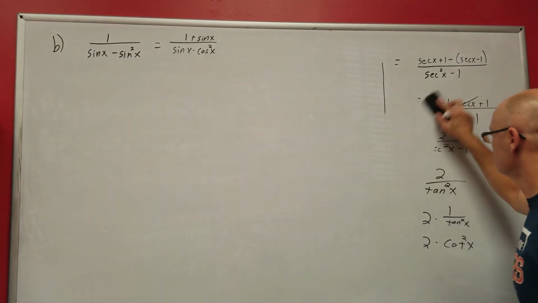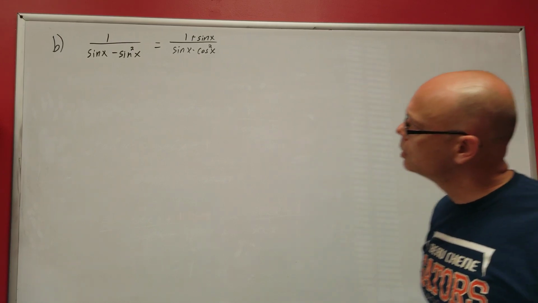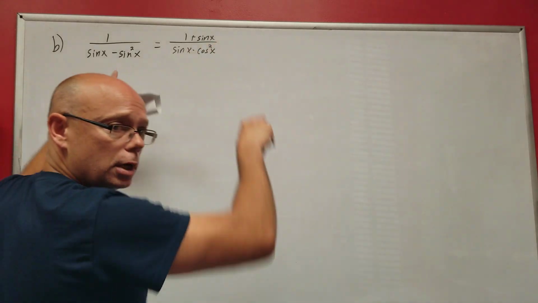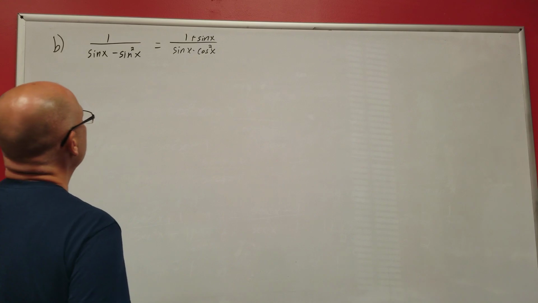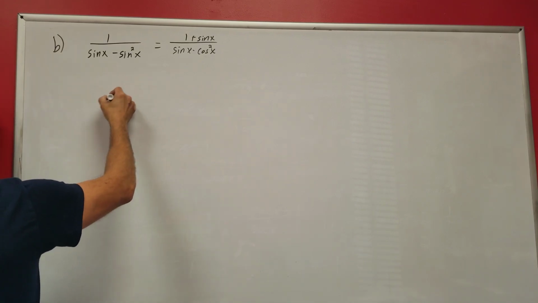Erase all this stuff. Still trying to verify the identity here. Now remember, what I'm going to do is start with one side and attempt to make it look like the other side here, okay? Remember, you do not want to start messing around with both sides here. Just one side. One side, I guess, doesn't really look too much more complicated than the other. So I'm going to start with the left.